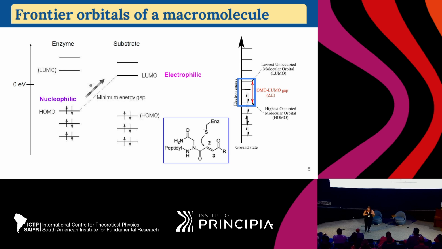The frontier orbitals of a macromolecule are directly involved in the reaction. So we can find an electron that leaves the enzyme and goes to the substrate, for example. The idea is to find a ligand for which the energy gap between the lowest unoccupied molecular orbital and the highest occupied molecular orbital is shorter than the substrate's. We are studying this strategy because the papain-like cysteine proteases have this electron here on the sulfur that hydrolyzes the bond.